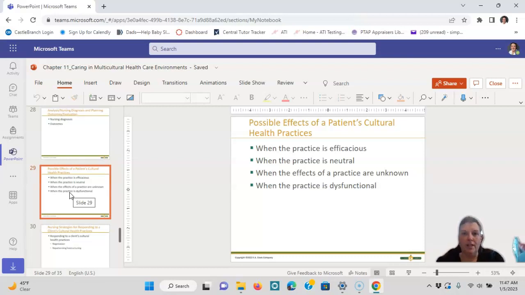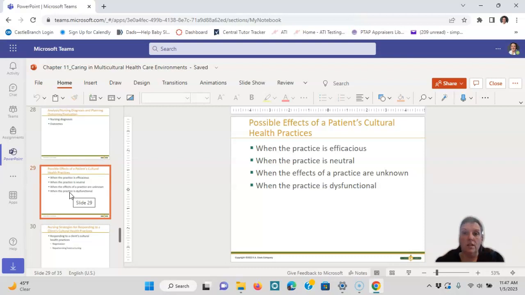Okay, patients have rights, but we have to be honest and open about their use of herbs, other practices, things like that. So being non-judgmental is most important. Sometimes the practice is better than medicine, sometimes it's neutral, and sometimes it's just unknown yet.